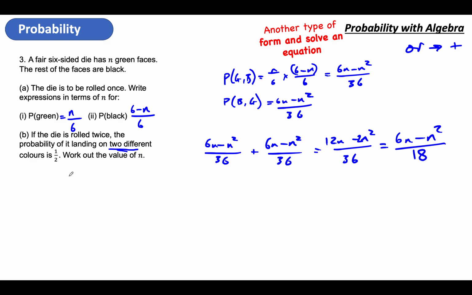Now we are also told, a bit of information here, that that little fraction there is equal to half. So 6n minus n squared all over 18 is equal to a half, right? Well, let's times both sides by 2. I'm literally just trying to make my life a bit easier here, because if this is equal to half, it'd be a whole lot easier if it was just equal to 1. So if I times it by 2, it'll be equal to 1.